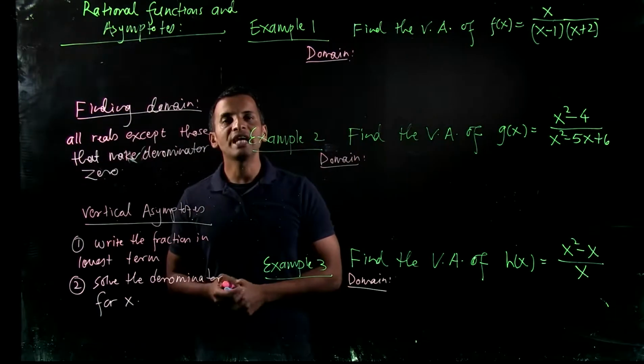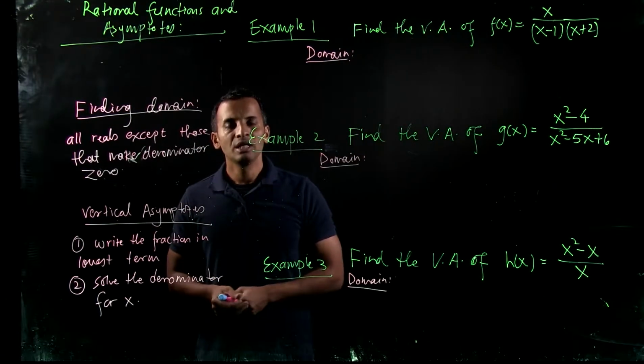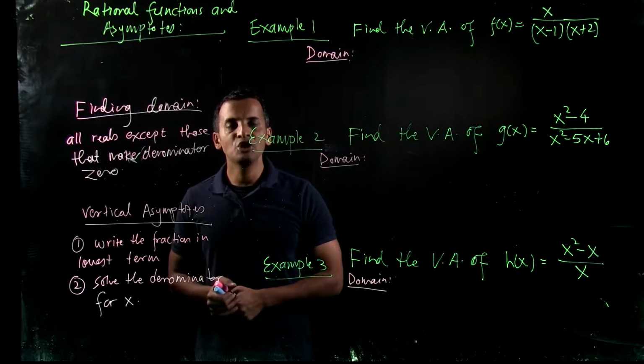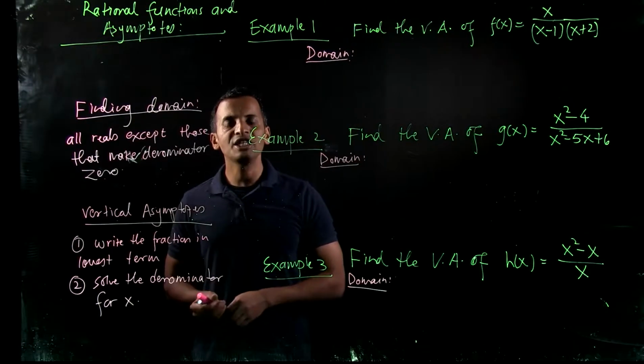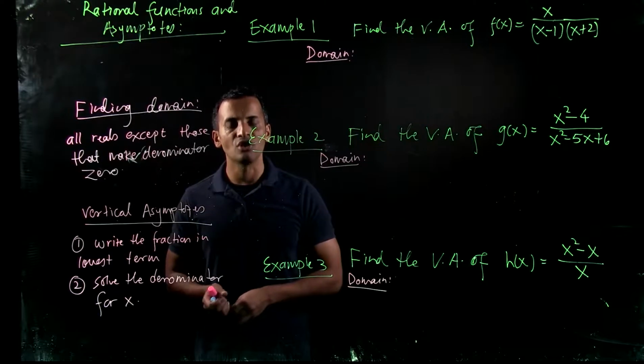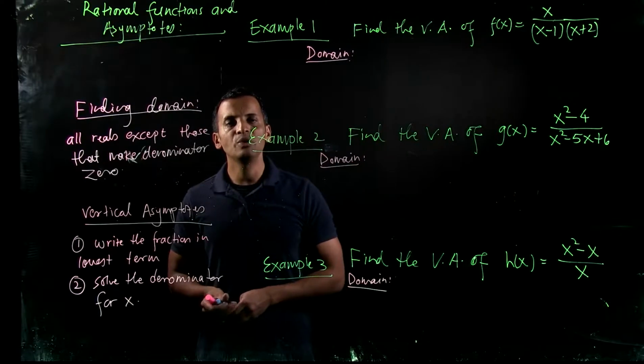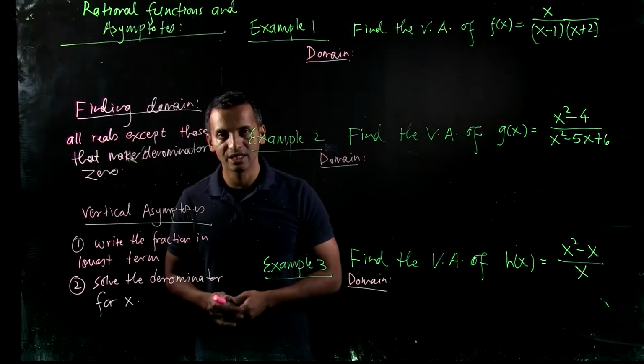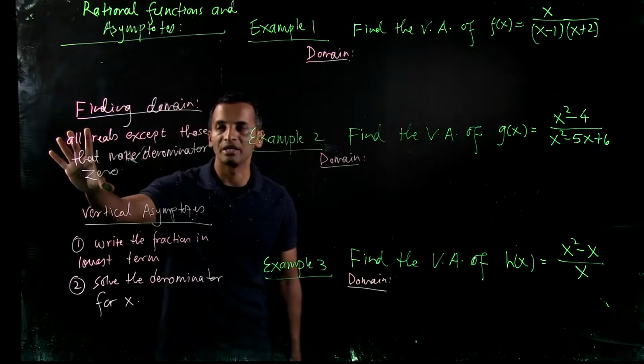Okay, if there is x in the denominator, then the domain will be all real numbers except those x that make the denominator 0. In any rational function with x in the denominator, we solve the denominator for x, and the domain is all the real numbers except those x. Okay, that's how we find the domain.